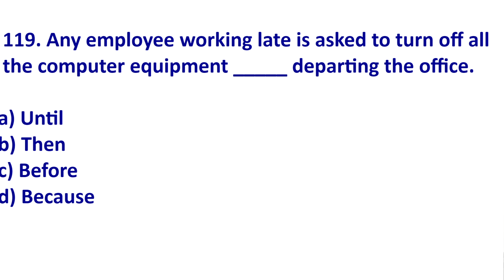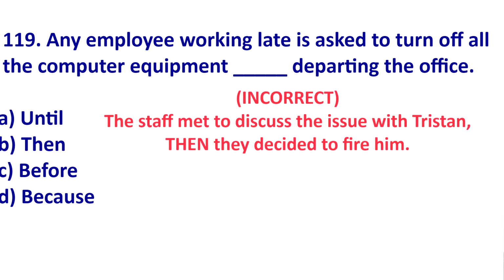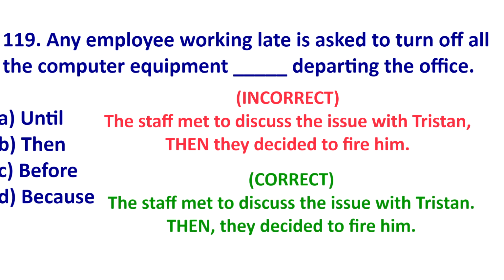The first one we can eliminate is B. We do not put a comma before then when you have two independent clauses. You place a period or a semicolon. Let's look at the wrong example. The staff met to discuss the issue with Tristan, comma, then they decided to fire him. This would be incorrect because I do not put a comma before then. Better, the staff met to discuss the issue with Tristan, period or semicolon, then they decided to fire him.